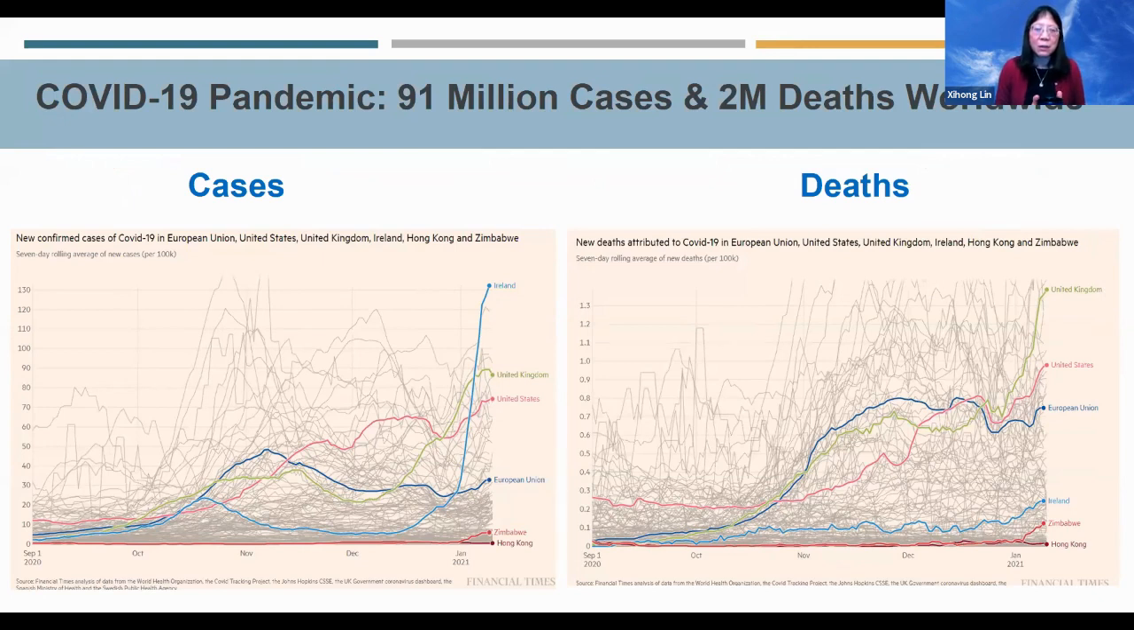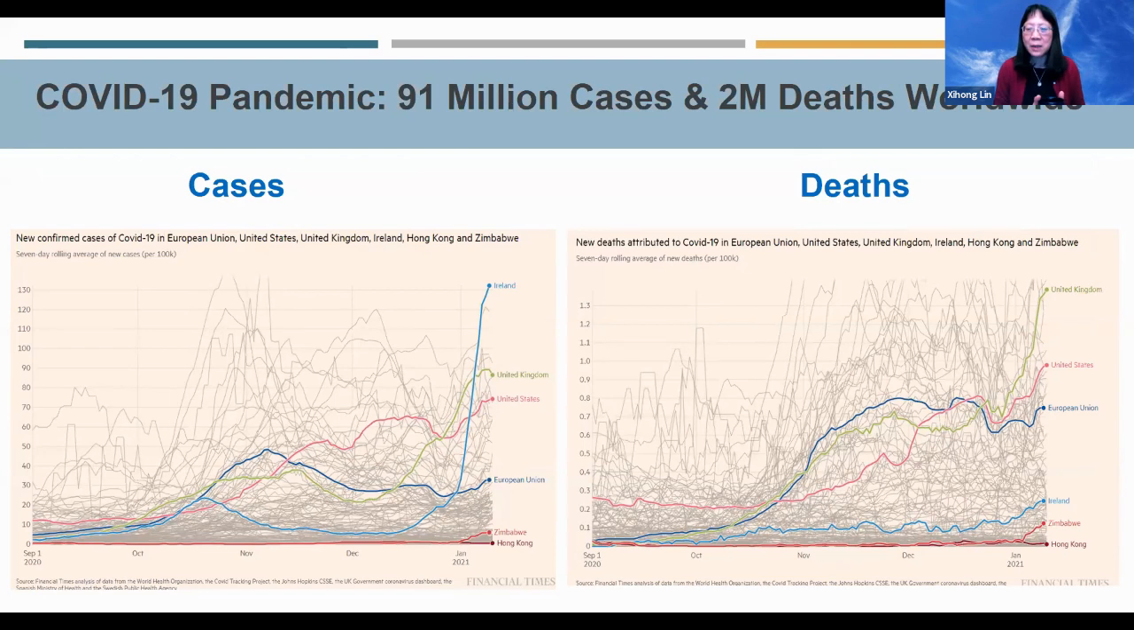On the left are the numbers of cases in different countries. In particular, you can see the number of cases in Ireland is rising very quickly, mainly due to the new UK variant. The number of cases in the UK and the US are also going up. In Africa, there's one country where the number of cases is going up quickly as well. Hong Kong is doing fabulous.